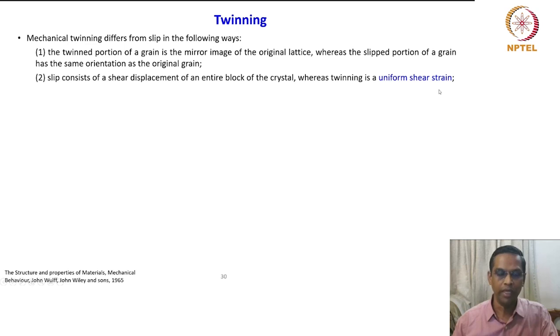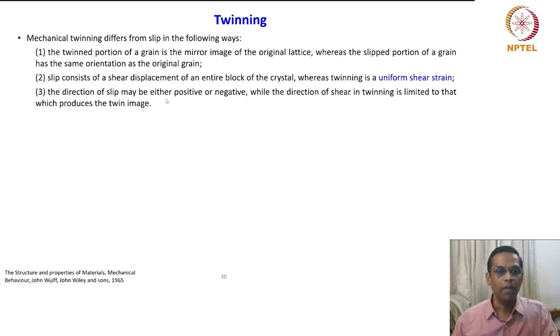For twinning to take place, a uniform shear strain is accommodated. That means a cooperative displacement of atoms has to take place. This is very important, right? It is not like a few dislocations will glide and you pack up systems. It is significantly different from slippage.